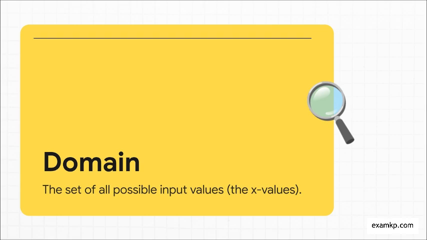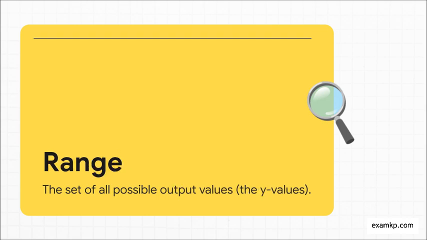And you guessed it, if the domain is what you put in, the range is everything you get out. It's the set of all the answers or results the function spits out after it's done its job. These are your Y values.